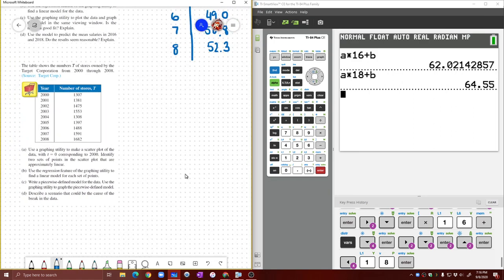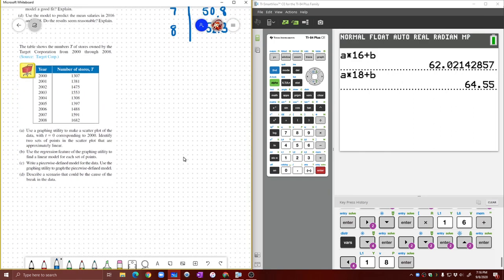our last question here. So we have that the table shows the numbers T of stores owned by Target from 2000 through 2008. Part A is again going to tell us the same thing as we had in the previous question. Use the graphing utility to make a scatter plot with T equals 0 corresponding to the year 2000. Identify two sets of points in the scatter plot that are approximately linear. Okay, so we're going to look at the scatter plot and then identify those pair of points.